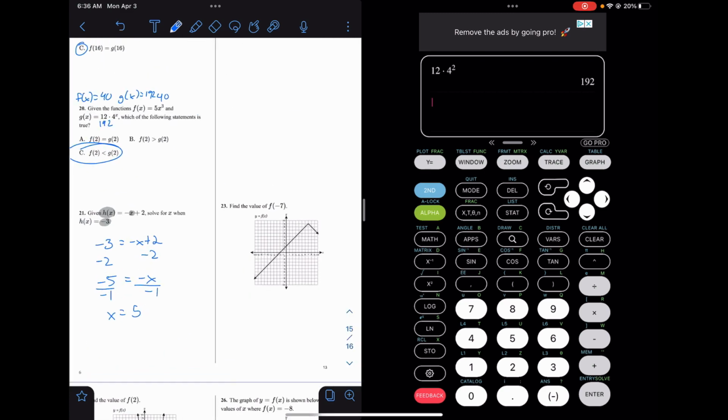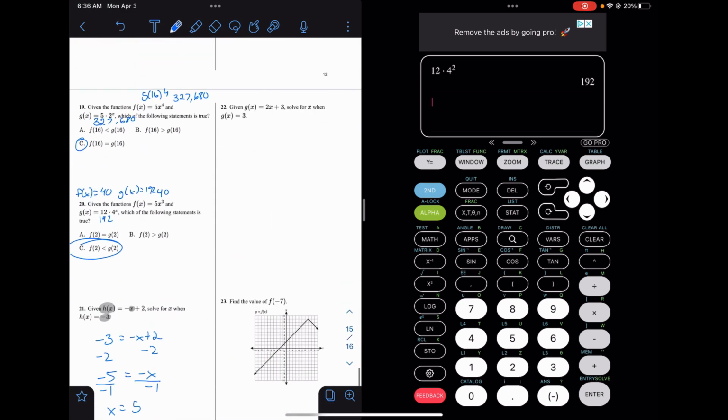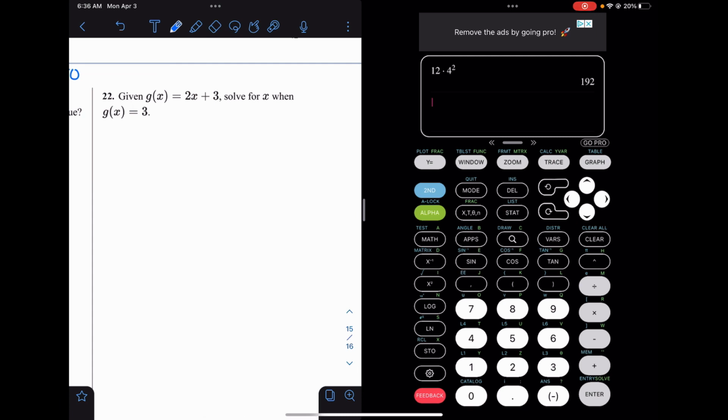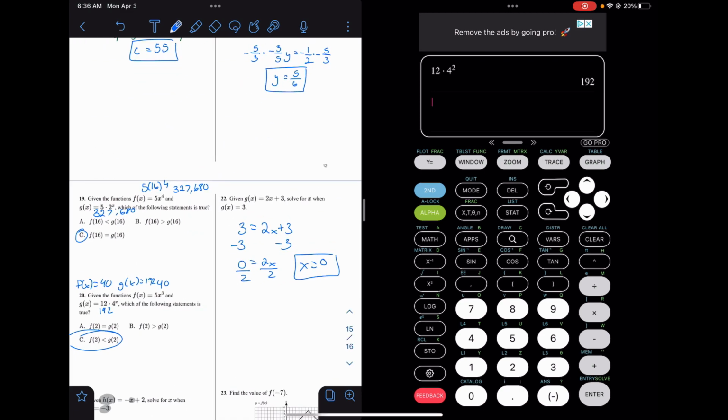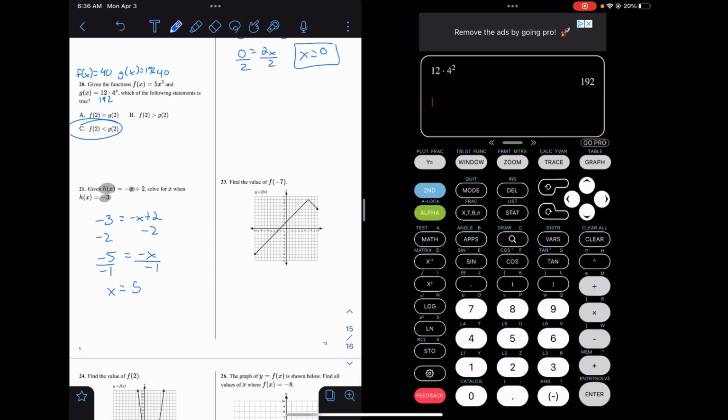All right. Next one here. Again, they want us to solve for x. So we're going to take a 3 and set that equal to 2x plus 3. Subtract 3 from both sides. Divide by 2, and we get that x is 0. All right. Next one here.